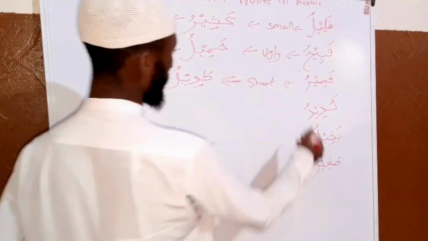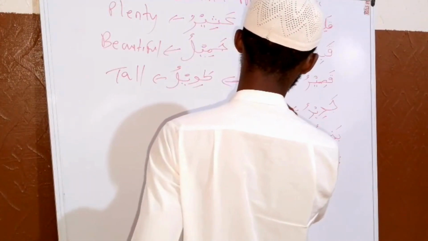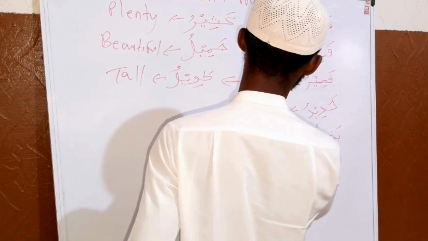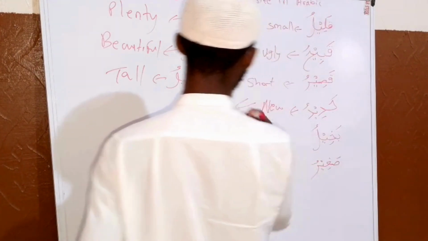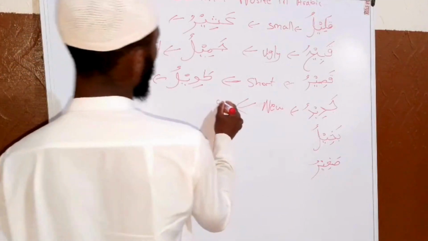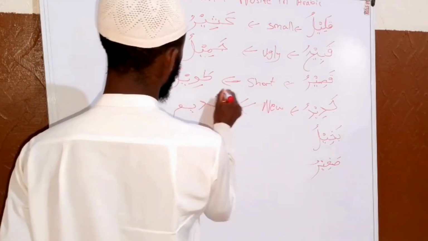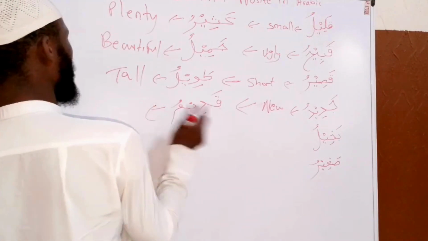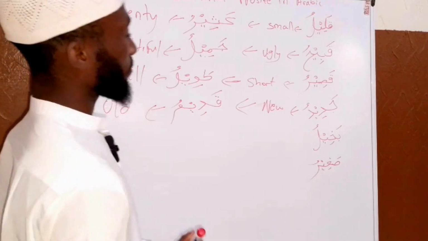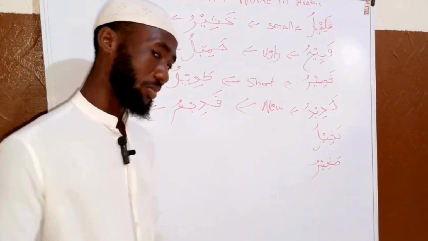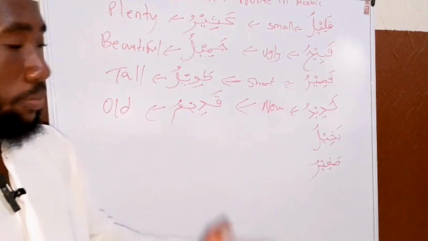Now we have jadid. Jadid means new. Now the opposite of jadid is qadim. Qadim means old. That's jadid, qadim.